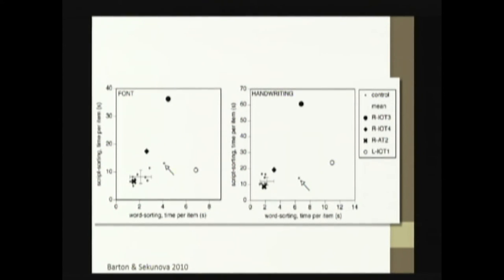So the impression of the authors was, is there some difficulty appreciating the style when you have a right-sided lesion? Is there also a role for the right side when we read? Word sorting was impaired, but not as badly. Word sorting was bad in the person who had the left-sided lesion, while all the other ones performed reasonably, but they seemed to have more trouble with the font.